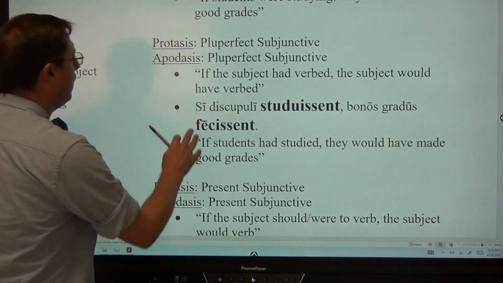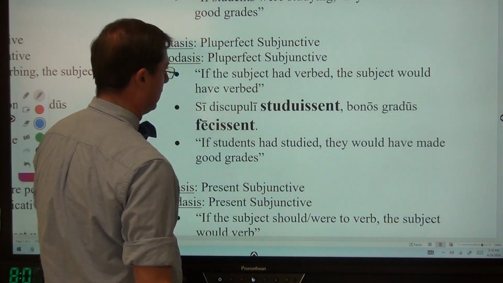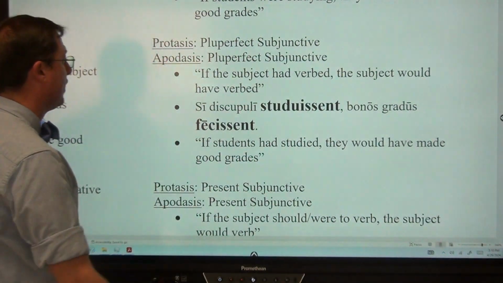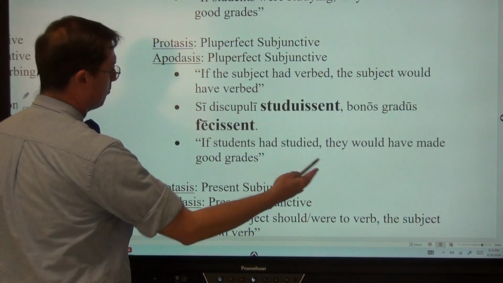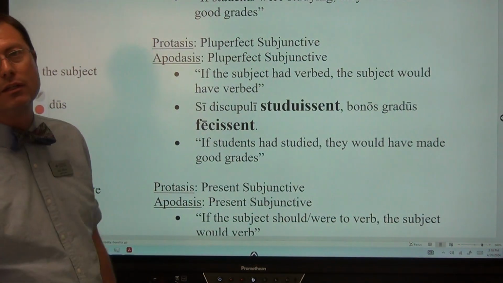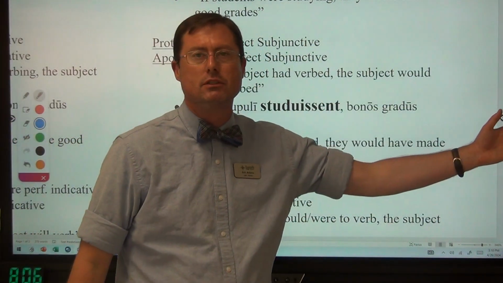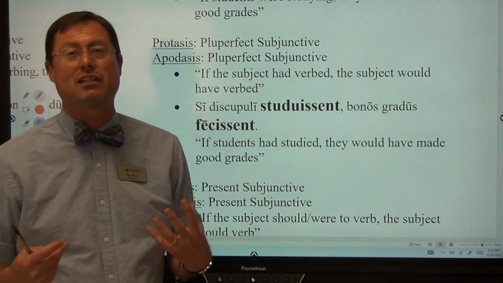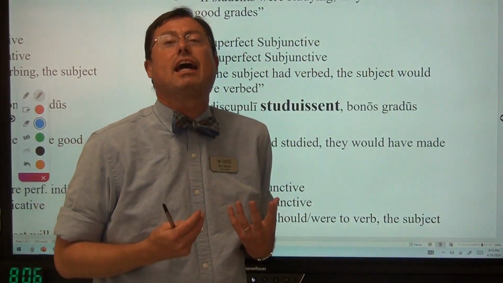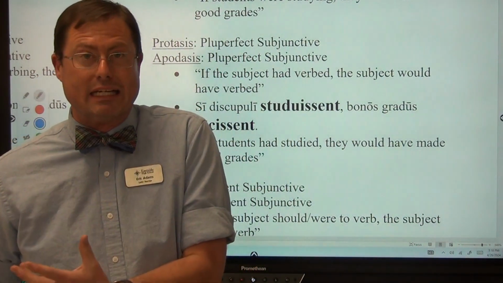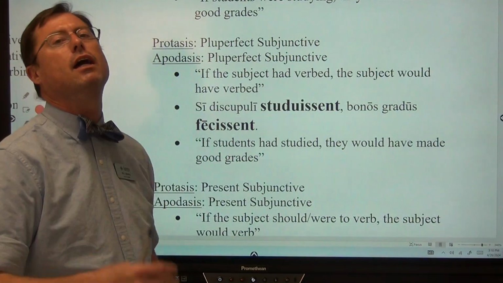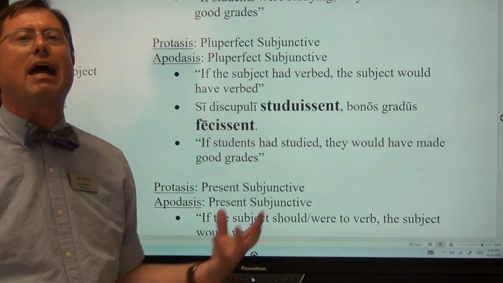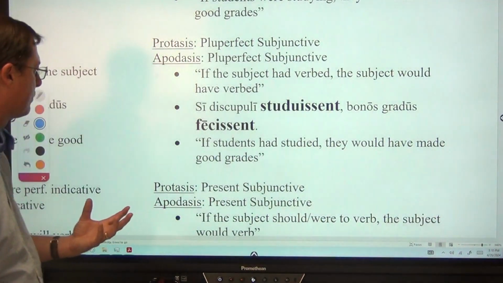So here, if the students had studied, they didn't, they would have made good grades in the past, back in 20 whatever. If my students had studied, they didn't. If they had, then they would have made good grades. And so we're making up a contrary to fact imaginary condition of the past.